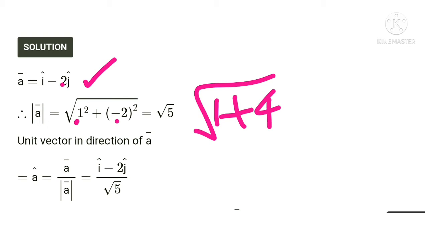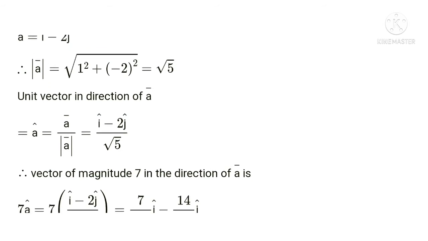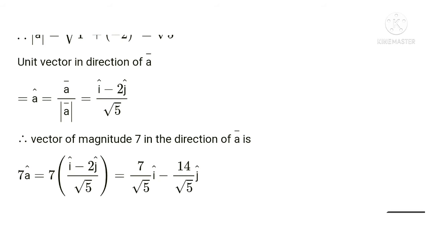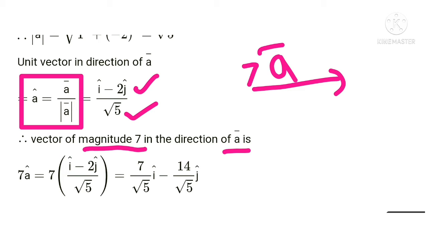Now we have to find the unit vector in the direction of A bar. We know the unit vector in the direction of A bar is given by A cap is equal to A bar upon magnitude of A bar. Now you put the value of A bar and its magnitude, we get the unit vector in the direction of A bar. Now we have to find a vector of magnitude 7 in the direction of A bar. See, if this vector is A bar, then for 7 A bar what do we do? We multiply A bar by 7.